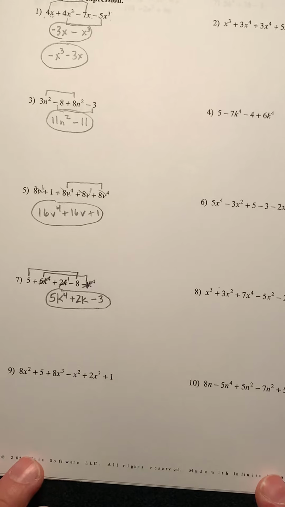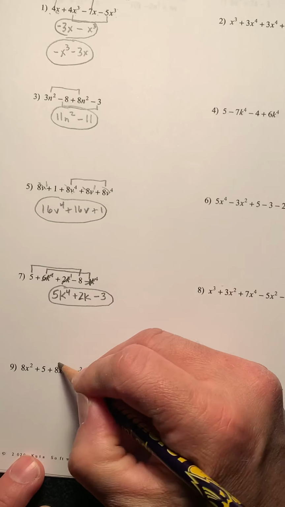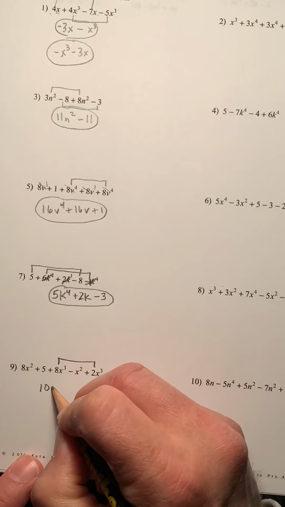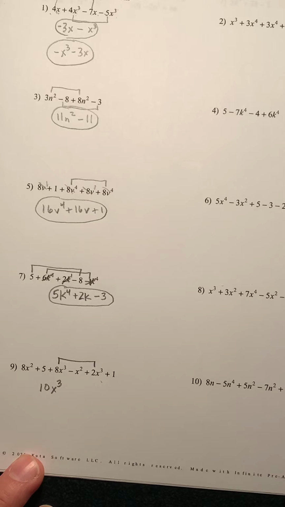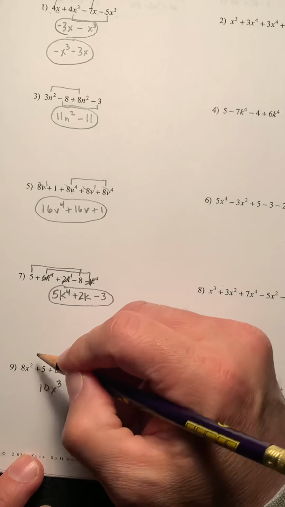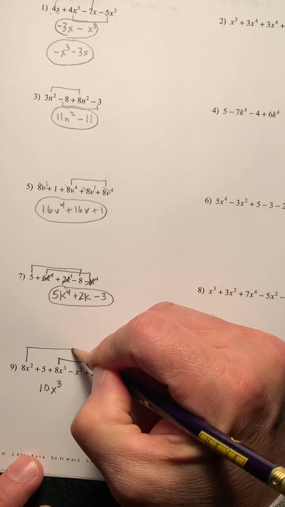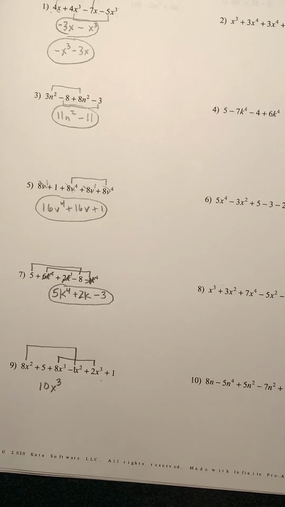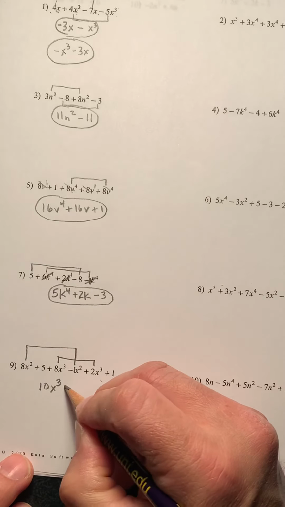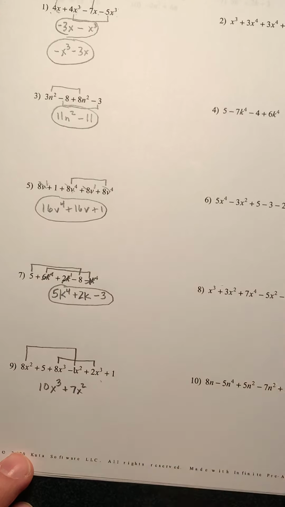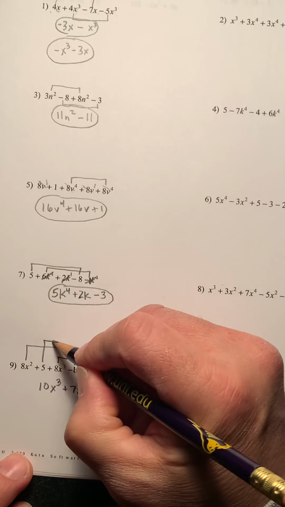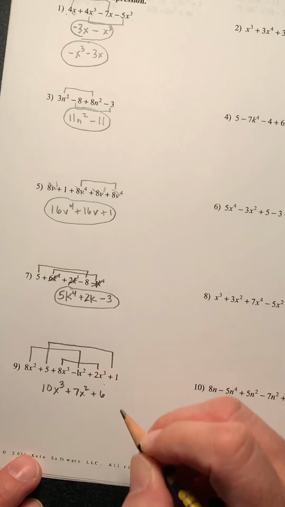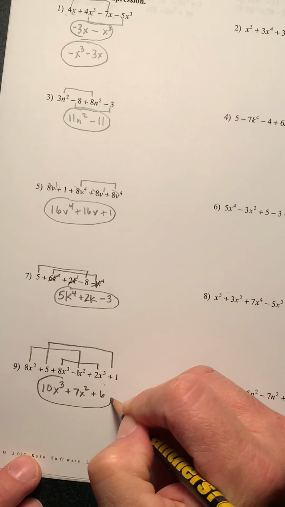And last but not least, on number 9, we have a whole bunch of stuff going on. All right, biggest exponent, x to the third. I'm putting those guys together first. 8 and 2 make 10. I leave it x to the third because I'm adding. I have an 8x to the second and a minus 1x to the second, if you will. Negative 1x to the second. So 8 minus 1 is 7. Positive 7x to the second. And last but not least, I have a 5 and a 1. Those guys are like terms because neither of them have a variable. 5 and 1 makes 6. Gives me my result. And that's the best I can do.